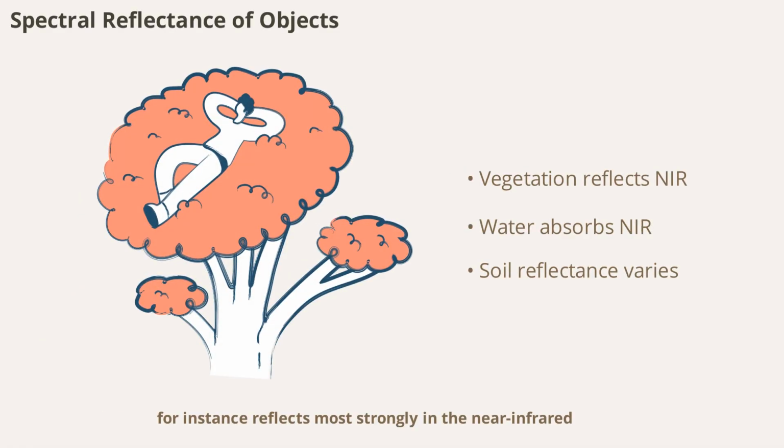Vegetation, for instance, reflects most strongly in the near-infrared, while water absorbs much of the energy in that band and appears dark. Soil reflectance depends on moisture, texture, and organic content. By analyzing these patterns across multiple wavelengths, remote sensing allows us to identify and map various surface features with accuracy.